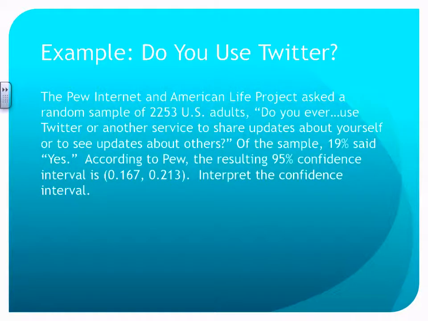Okay, so one quick example, and then we will move on to video 2. The Pew Internet and American Life Project asked a random sample of 2,253 U.S. adults, do you ever use Twitter or another service to share updates about yourself or to see updates about others? Of the sample, 19% said yes. According to Pew, the resulting 95% confidence interval is 0.167 to 0.213. Interpret the confidence interval. So we would like to say that we are 95% confident that the interval from 0.167 to 0.213 captures the true proportion of all U.S. adults who use Twitter or another service for updates.